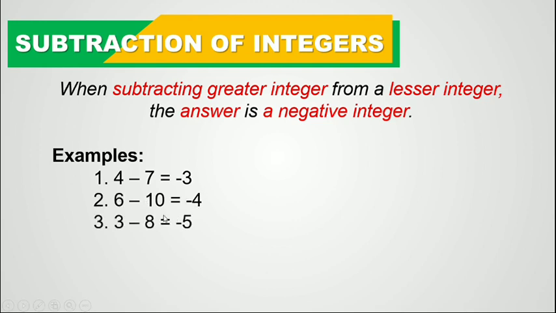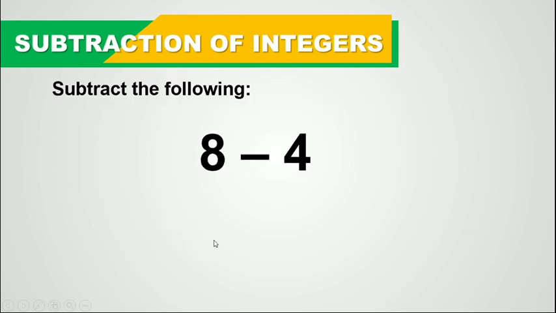And since a small number is subtracted by a big one, it is negative. How about this? 3 minus 8 is negative 5, because 8 minus 3 is 5. A small number was subtracted by a big one, so it is negative 5. And this one, 11 minus 20, the answer is negative 9. That is basically what you need to remember. When a smaller or lesser integer is subtracted by a greater integer, your answer is a negative integer. Now let's have these drills, these exercises.